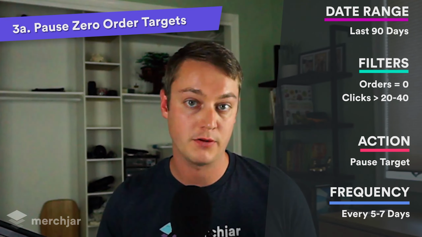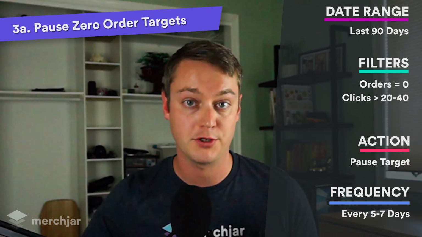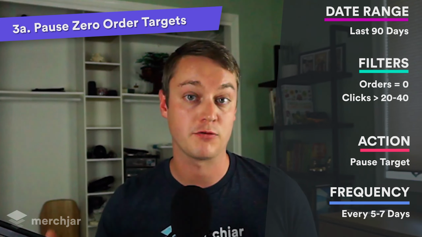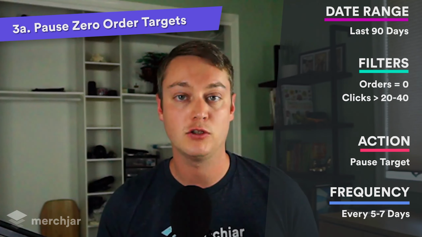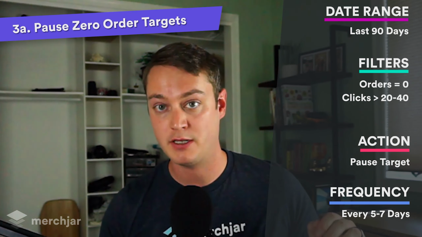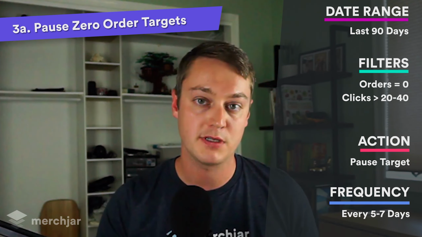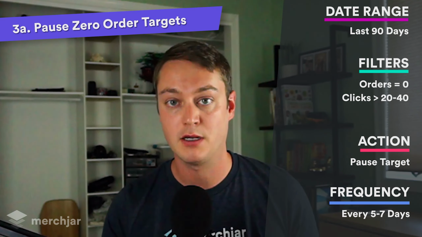Additionally, if you want to reduce your potential spend while you're testing new targets, you can lower the bids on those targets before they reach your click threshold for pausing. For example, if you normally pause a target once it reaches 40 clicks, you can lower the bid once that target reaches 20 clicks and then again at 25 and so on, so that you reduce the amount you're spending on each click while you're testing.